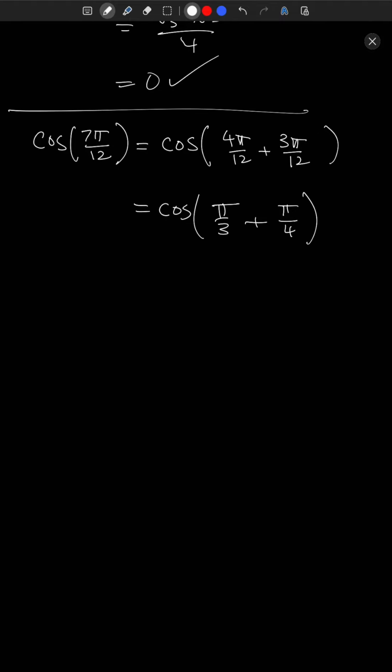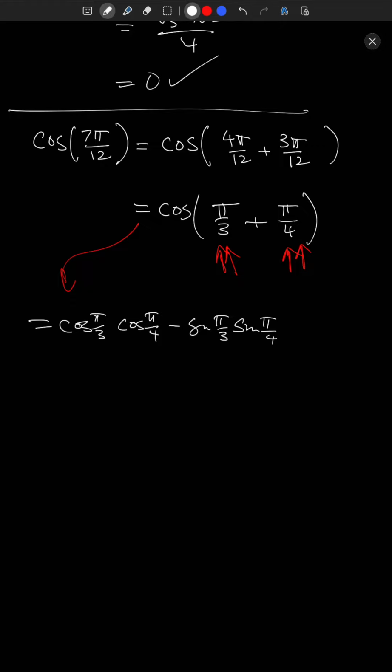And, well, here I should recognize I know cosine of pi over 3, I know cosine of pi over 4, I know sine of pi over 3, I know sine of pi over 4, so therefore I know this one is no problem, right? So this is going to be cos pi over 3, cos pi over 4 minus sine pi over 3 sine pi over 4.